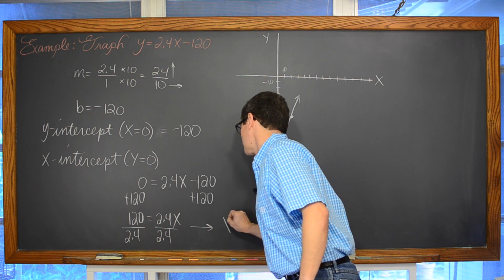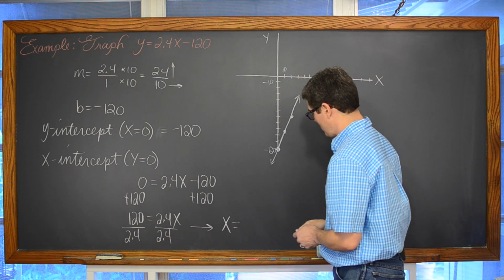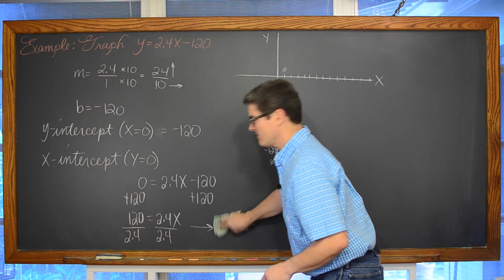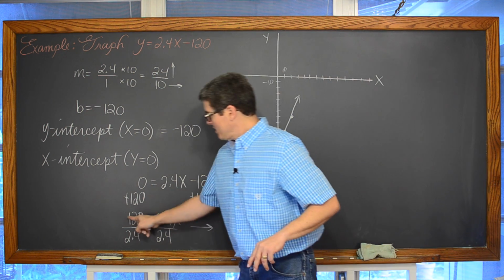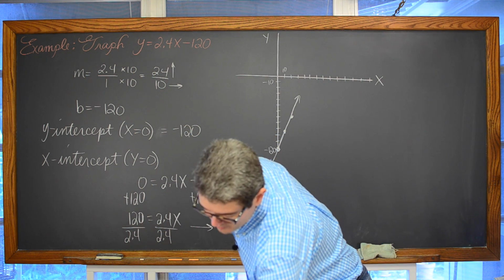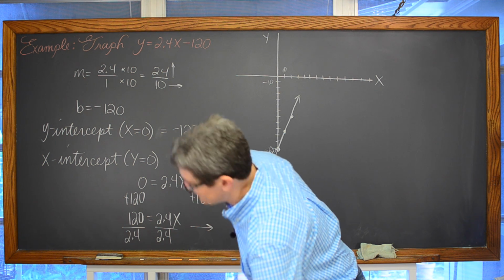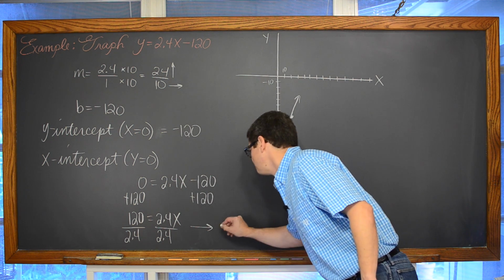Running out of room here. x is equal to, I'm going to turn this around as well. Actually, it's not the greatest habit when you're working with inequalities. Not that this is an inequality, but 120 divided by 2.4, let me just check my notes here. That is going to come out to be 50.